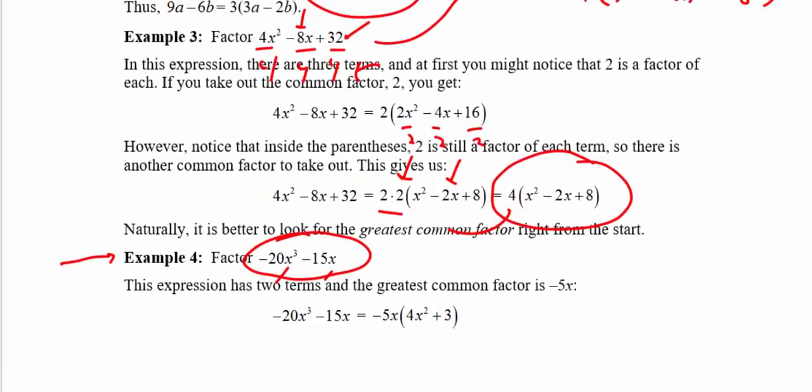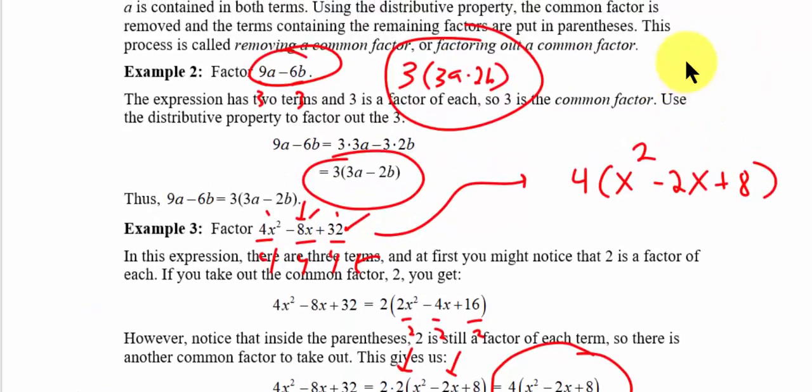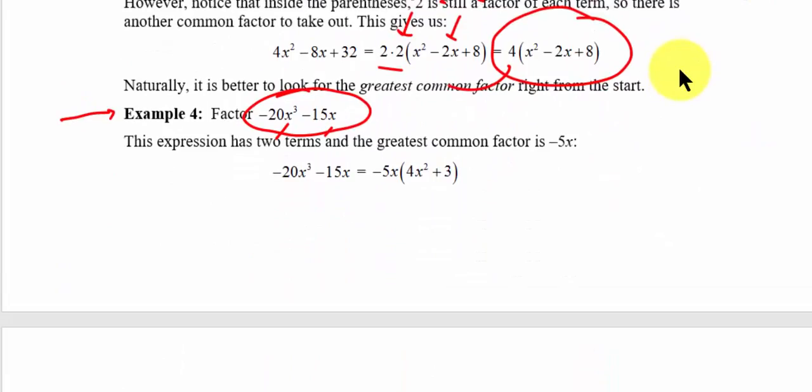If I look at example 3, there was an x in the first term, the second term, but not the third term. Or in example 2, there was an a in the first term, a b in the second term, but the same variable was not in both terms. Example 4, you have the same variable in each term. So when that happens, you want to factor out the biggest number that appears in each term and also the variable with the smallest exponent.